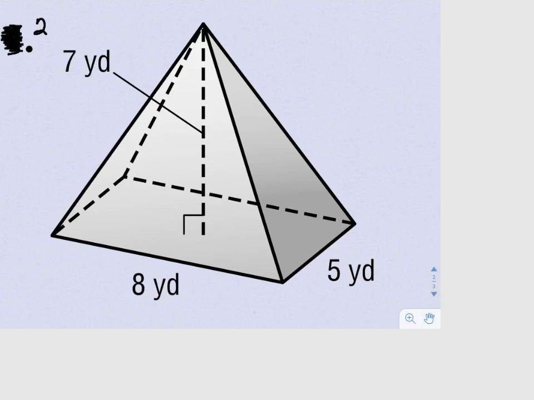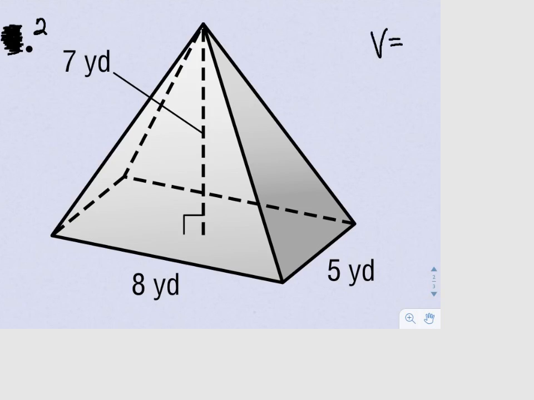Okay. So the first thing we have to do for all of these is definitely identify what type of solid it is. Is this a pyramid? Is this a cone? Or is this a sphere? Well, it is a pyramid. So let's select the appropriate formula.